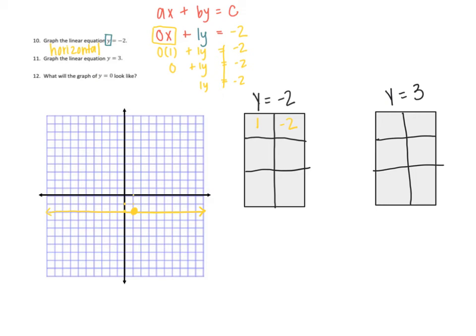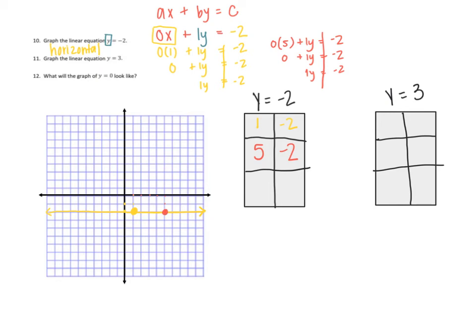I'm going to try another number. Let's try 5. Let's jump a little bit. So now this becomes 0 times 5 plus 1y equals -2. This becomes 0 plus 1y equals -2. And that simplifies to 1y equals -2. So again, it's just saying my y value is a -2. So I'm going to go over 5. 1, 2, 3, 4, 5, down 2. Yep, it falls on this line.